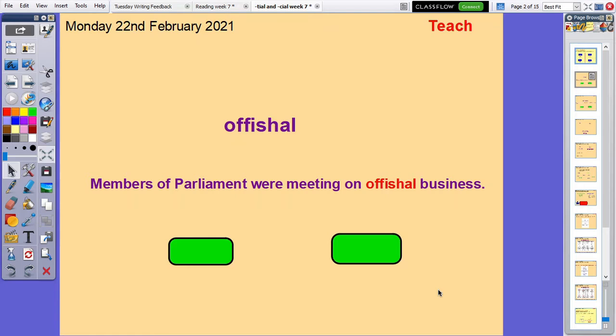Now you can see the word here, official, and I've put it in a sentence and I've highlighted it in red because it isn't spelt correctly. So here's my sentence. Members of Parliament were meeting on official business. Now what I've done there is I've spelt it phonetically. So I would say that is phonetically plausible, and if a child in year 1 or year 2 wrote that word, I'd be really impressed because they've thought about that phoneme, the sh sound, and they've done it right.